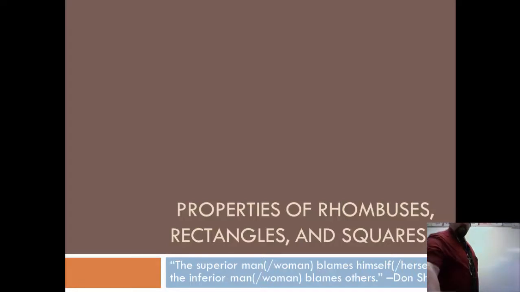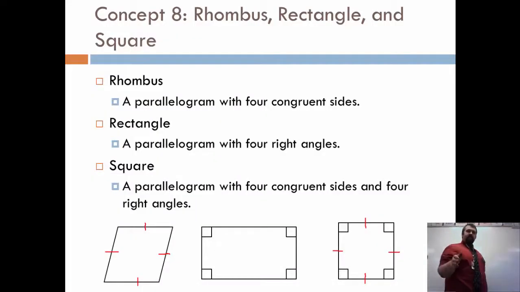But there's a few new things. So let's introduce these shapes first of all. First of all, a rhombus is a parallelogram with four congruent sides. So, if it has four congruent sides and it's a parallelogram, rhombus. A rectangle is a parallelogram with four right angles. That means if it's a parallelogram and it has four right angles, it's a rectangle. A parallelogram with four congruent sides and four right angles is a square.